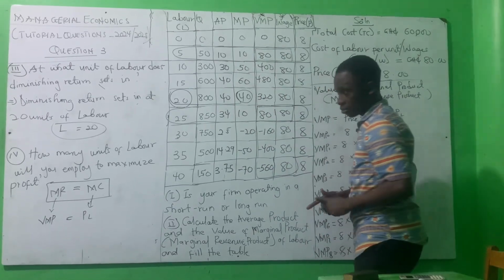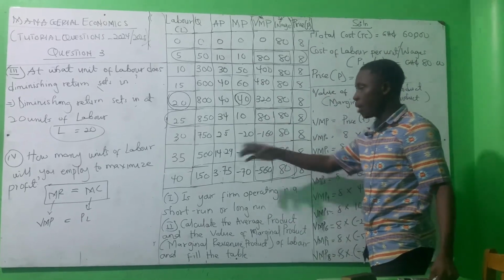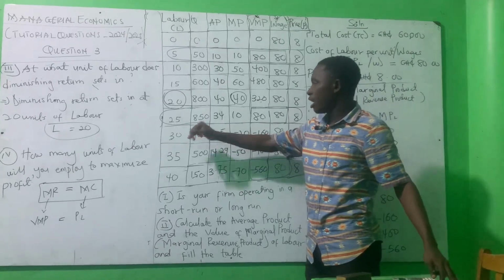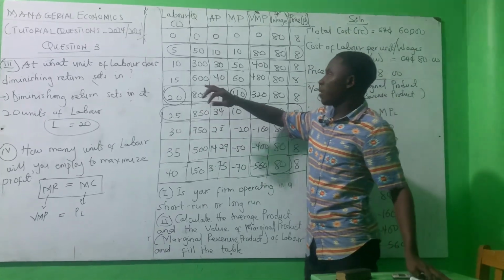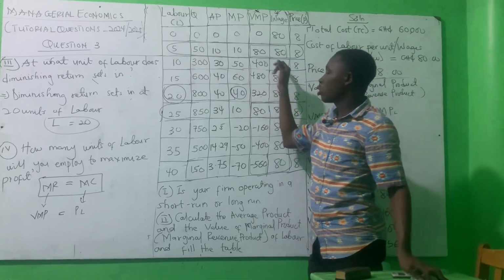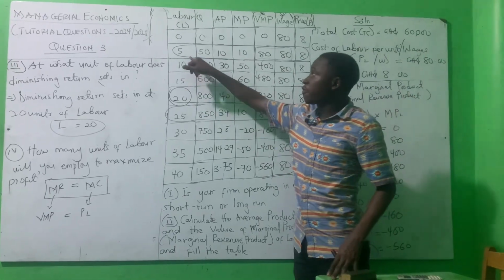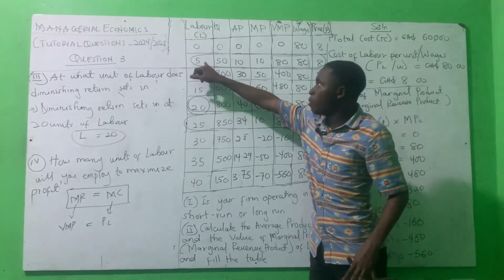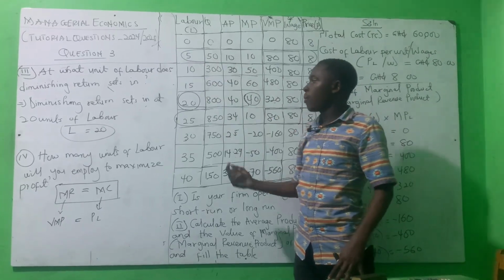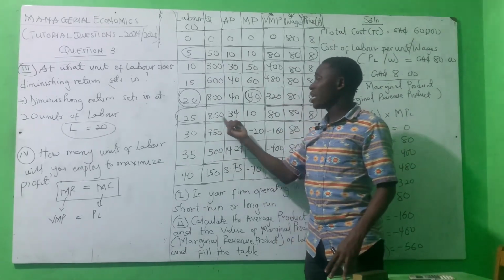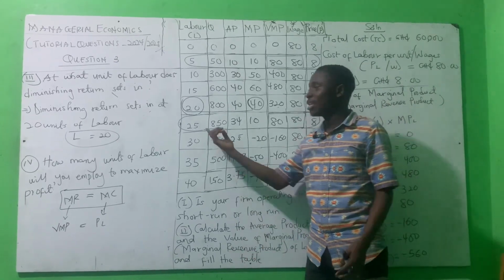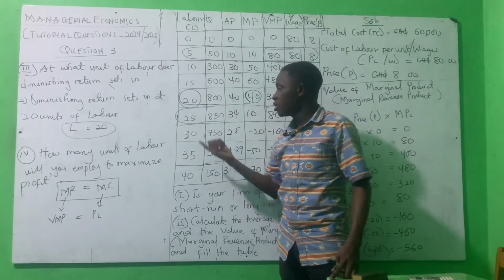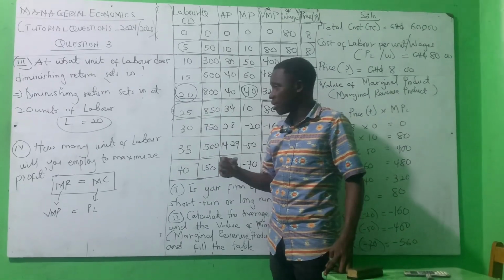So the issue is, which of them do we pick? Because we are having 80, and we are saying MRP should be equal to MC. So 80 is equal to 80. So are we picking a labor of 25 units, or are we picking a labor of 5? If I'm using 5 people, labor is referred to as the individuals that are going to work. If I'm using 5 people to get an output of 50, and I'm using 25 people to get an output of 850, which one will you actually pick? You'll pick the 25. Because if 5 is giving me an output of 50, 25 is giving me an output of 850. So definitely I'll go for 25.